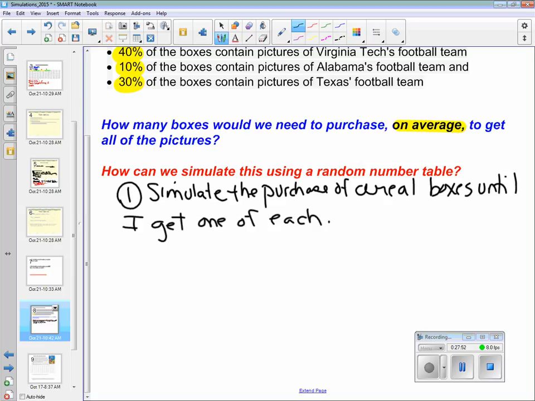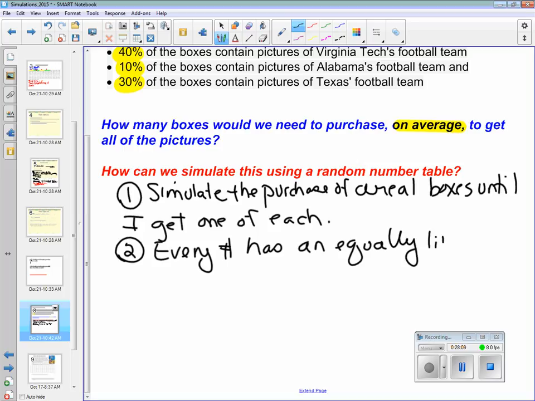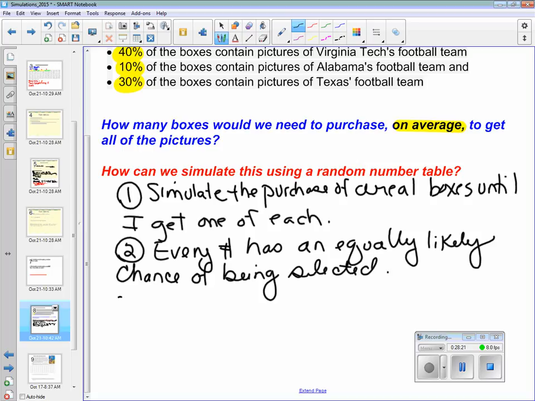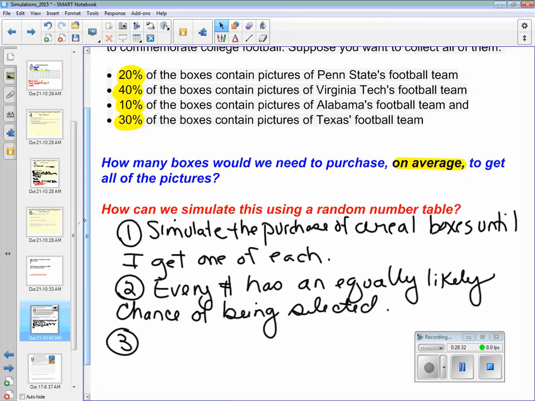Okay? What's step 2? State the assumptions, which is every number has an equally likely chance of getting picked. So every number has an equally likely chance of being selected. Okay, here's where the math comes in. Step 3. I have to assign digits. It's not hard.